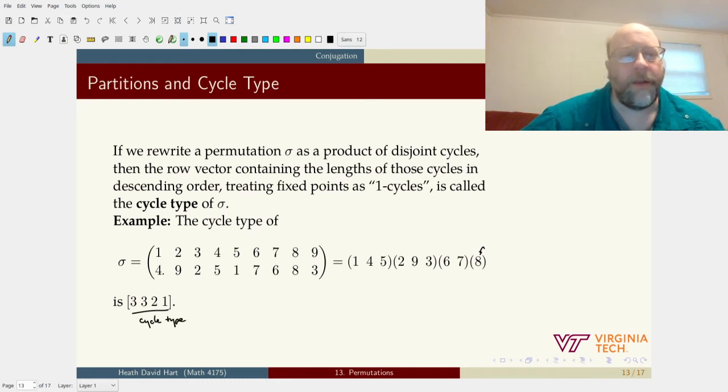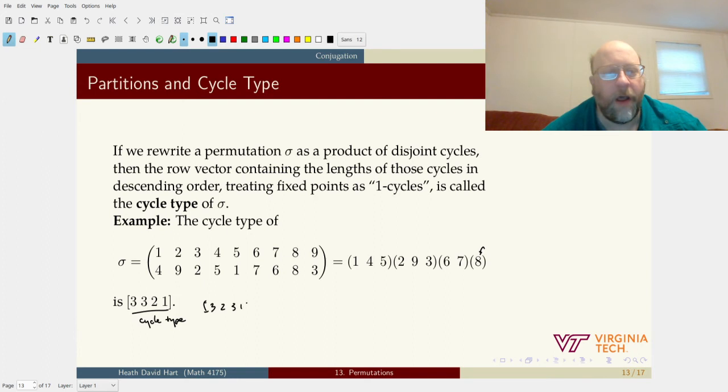That is, this permutation, if I break it down, I get a cycle of length 3, another cycle of length 3, a cycle of length 2, and then a cycle of length 1. In a cycle type, order doesn't matter. If we wrote it as 3, 2, 3, 1, that would be fine also. But in practice, we usually write these in descending order.